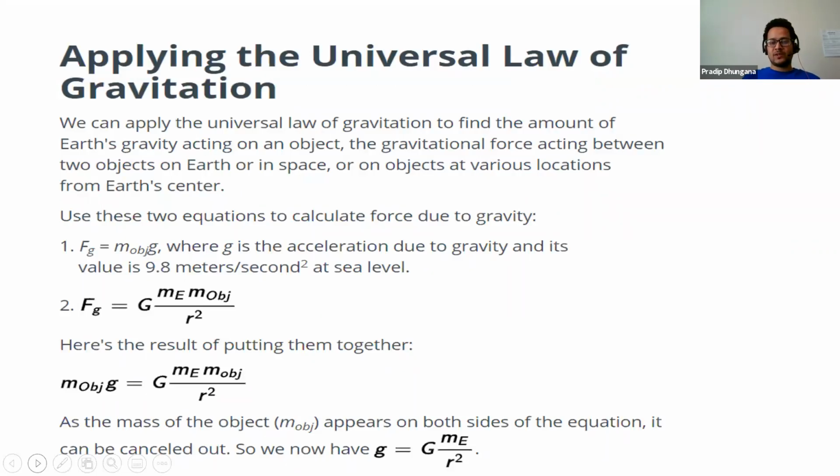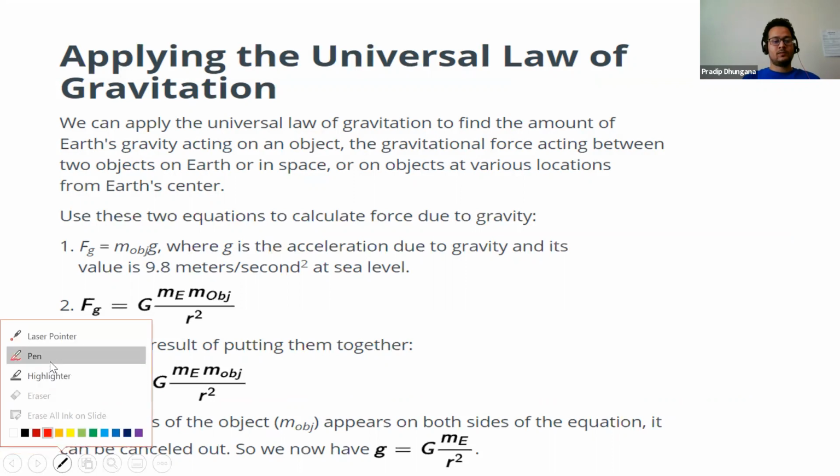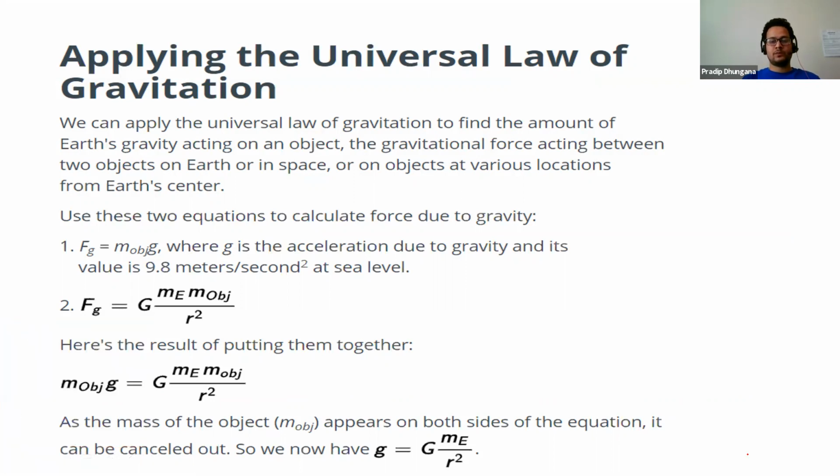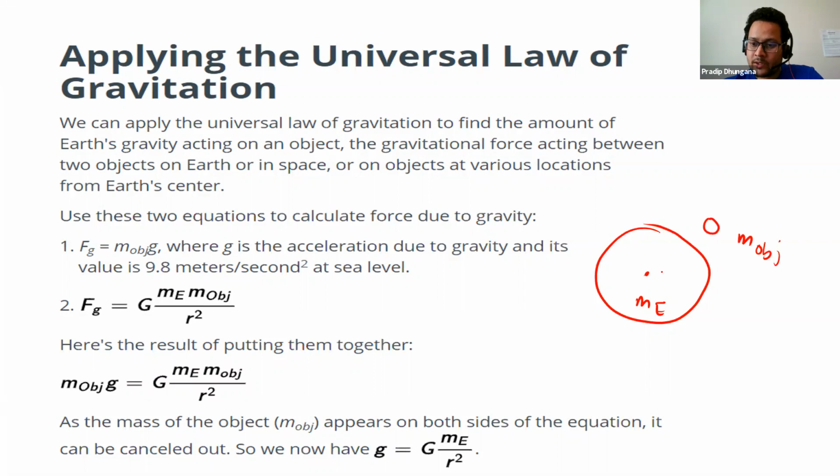Now we'll apply the universal law of gravitation to calculate acceleration due to gravity. Let me make one diagram here. Suppose this is Earth, and the mass of Earth is M_E. Suppose we have an object with mass m at a distance r from the center of the Earth. And at this point, we want to calculate g, the acceleration due to gravity.